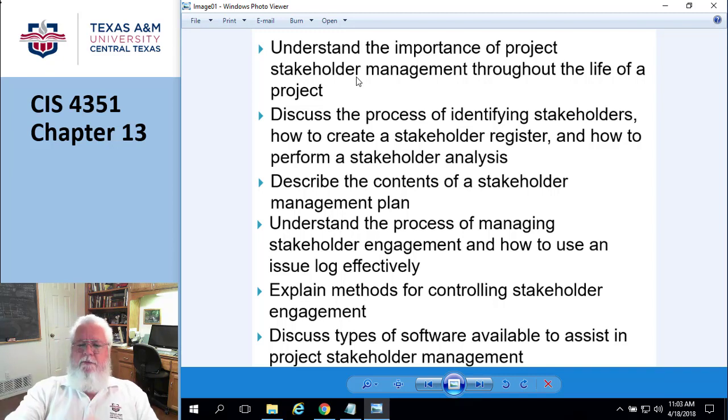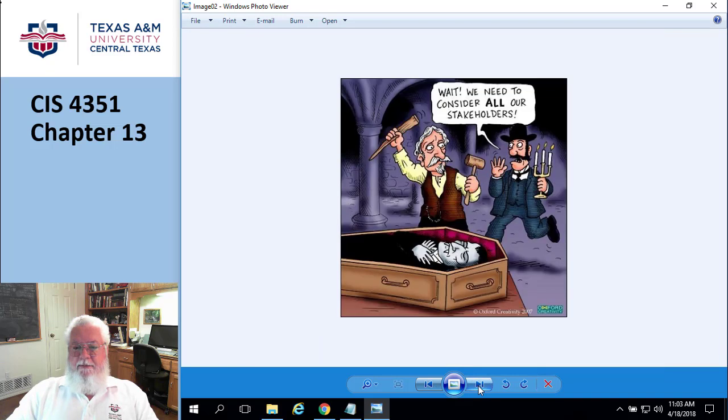Understand the importance of project stakeholder management. Discuss the process of identifying how to create a stakeholder register and how to perform stakeholder analysis. Describe the contents of a stakeholder management plan. Understand the process of managing. Explain the methods for controlling. And discuss software.